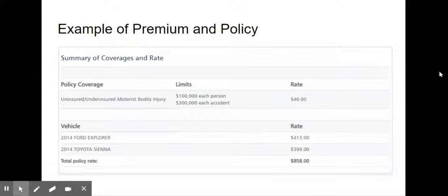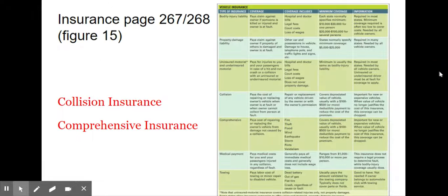So here's an example of my policy. This is the cost breakdown for each of the cars that are in my household. And this is for 6 months of coverage. So notice, for 2 adults, 2 cars, $858 for 6 months worth of coverage. And we'll show a little bit more of that in a little bit. Okay. You need to look over the figure on page 267 and 268.